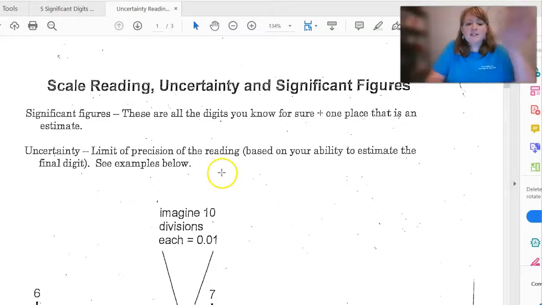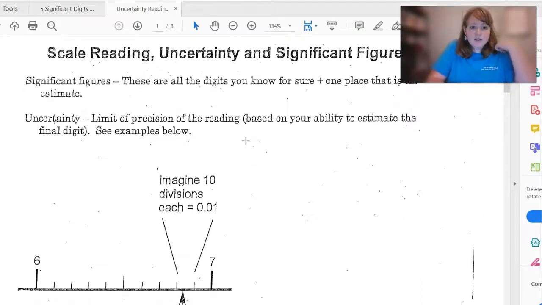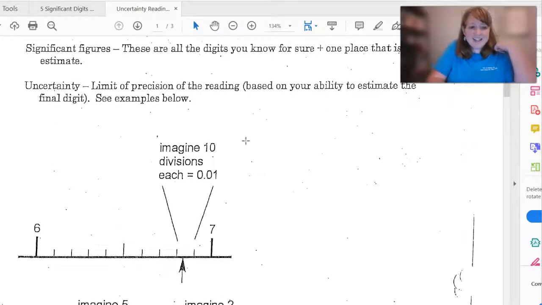So first of all, significant figures are all of the digits that you know for sure plus one estimate or one uncertain digit. So uncertainty, like I said, is the limit of precision of the reading. So it's your ability to estimate. And let's say we have a ruler here, and of course we can see that there's 10 marks between this 6 and 7, and we don't know what this is. Is this 6 and 7 feet, is this 6 and 7 inches?